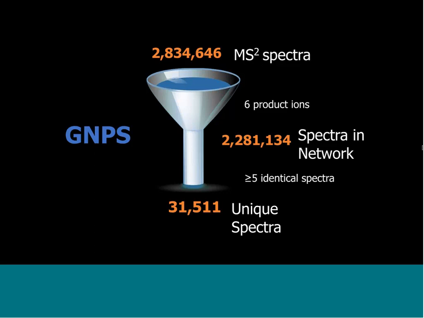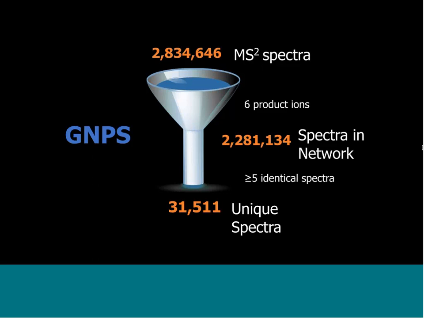So one of the things he decided to do was, well, I only want spectra that are information rich. So he said, I'm only going to keep spectra for which we have 6 product ions. And that reduced the number of spectra to 2.3 million. Then he said, I want to make sure that the spectra we're going to pay attention to are observed fairly frequently. So he said, I'm only going to keep spectra that we've seen at least 5 times. And this is all really easily done within the GMPS infrastructure.